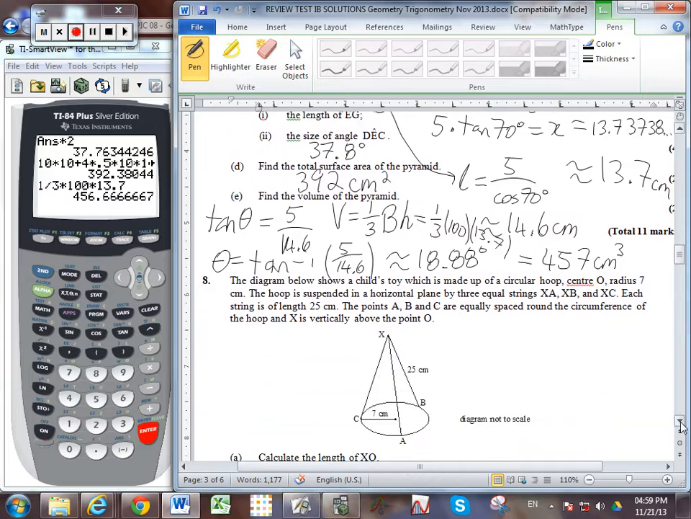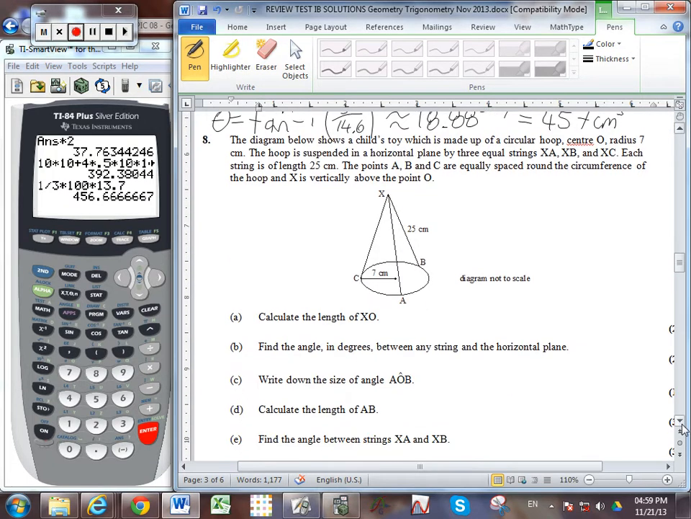Okay, number 8. We've got a child's toy with this circle on the bottom with a radius of 7 that's being shown. The hoop is suspended by 3 equal strings, so this hoop is hanging from, I guess, some kind of suspension point X. Each string is of length 25, so we've got that. Each of them is the same, they're all 25. And the points A, B, and C are equally spaced around the circumference of the hoop.